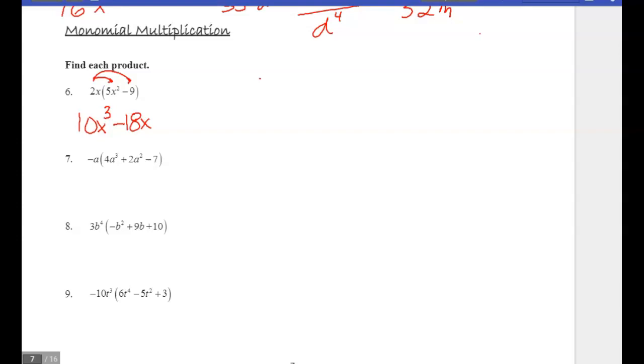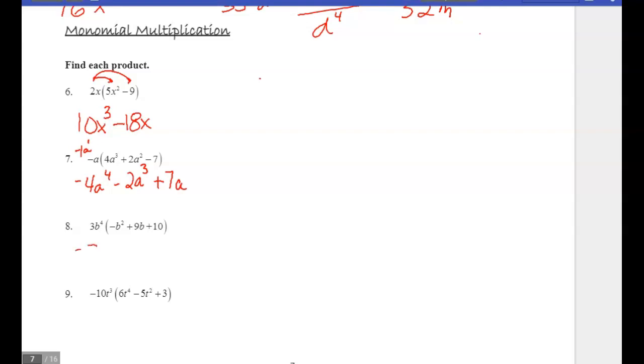Alright, so what we really have here is we have a negative 1 times a. So when we're multiplying this, this just becomes negative 4a to the 4th, because we're treating it like the first power. And then this becomes minus 2a cubed. And then my 2 negatives become a positive. Negative a times negative 7 becomes a positive 7a.